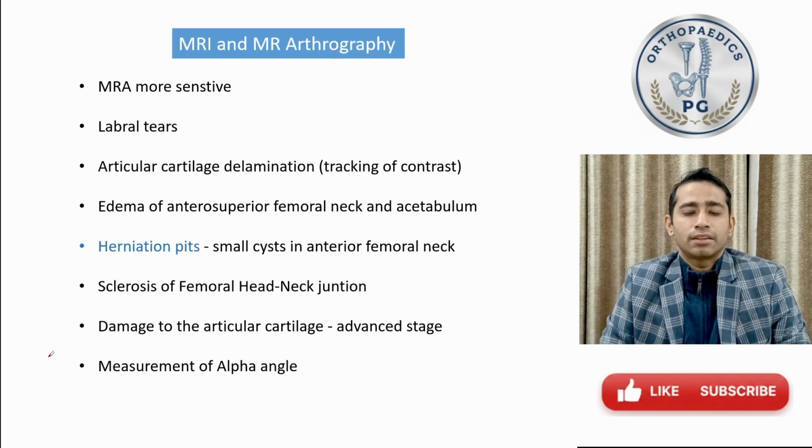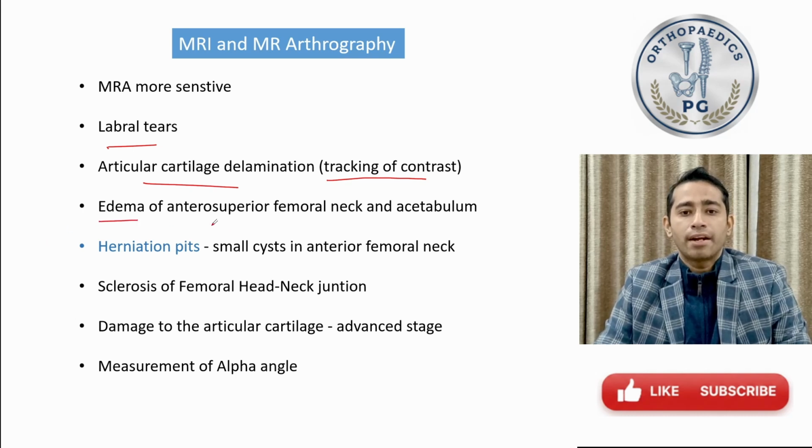Now let us see the findings of MRI and MR arthrography. Both these can show us labral tears and articular cartilage damage. However, an MR arthrography is more sensitive. They can pick up labral tears, and articular cartilage delamination through tracking of the contrast between the articular cartilage and the subchondral bone.